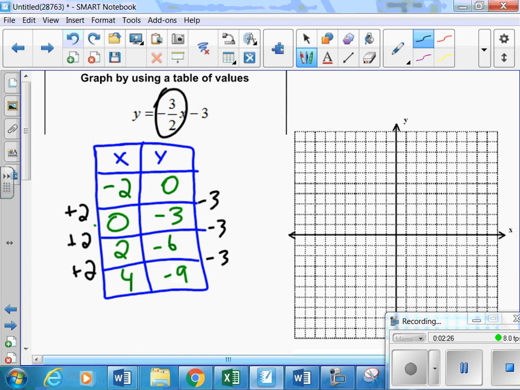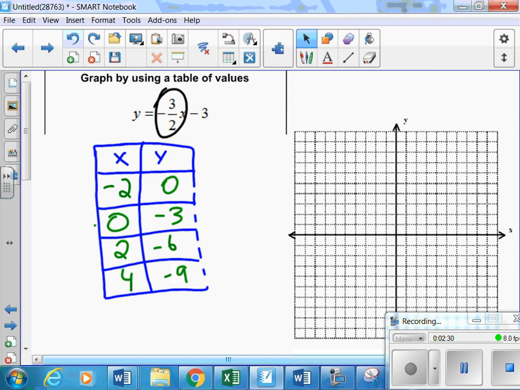So let's plot these points, though. Let's go ahead and plot them on our graph. -2, 0. 0, -3. 2, -6. And then finally, 4, -9, which is kind of off where we can graph.